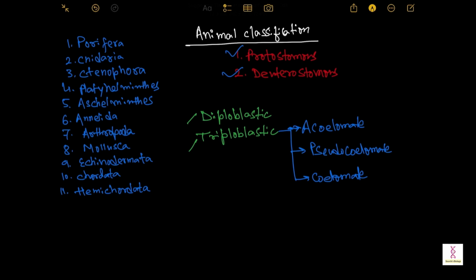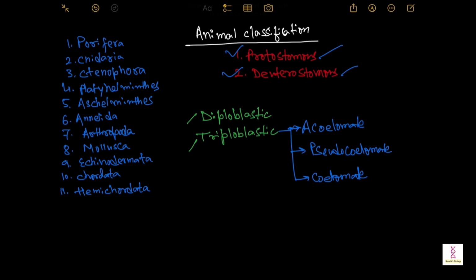What are the examples of this? In protostomous animals, the examples are mainly Annelida and Arthropoda phylum animals, and in deuterostomous the examples are hemichordates, chordates, echinoderms, phylum related animals.